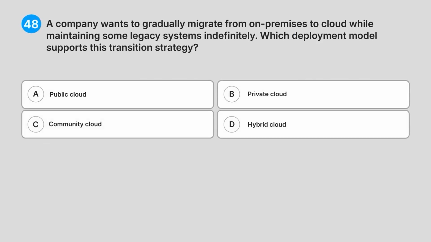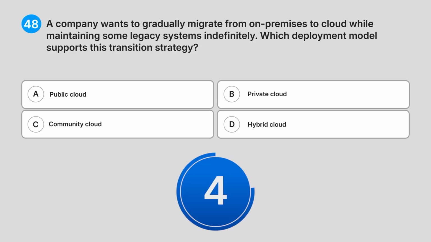48. A company wants to gradually migrate from on-premises to cloud while maintaining some legacy systems indefinitely. Which deployment model supports this transition strategy? A. Public cloud. B. Private cloud. C. Community cloud. D. Hybrid cloud. Do you know the answer?